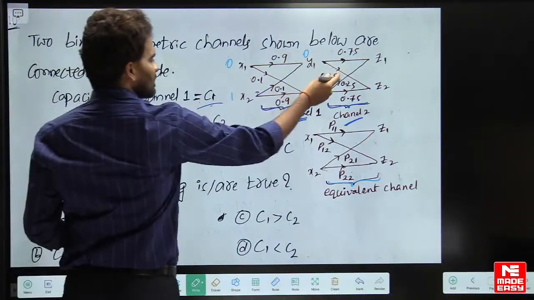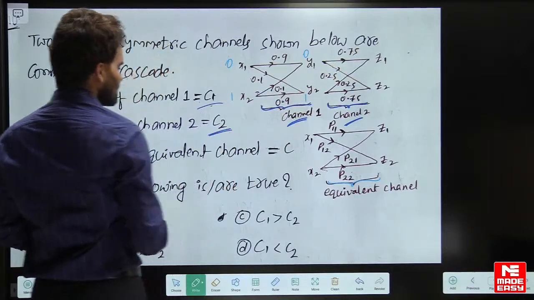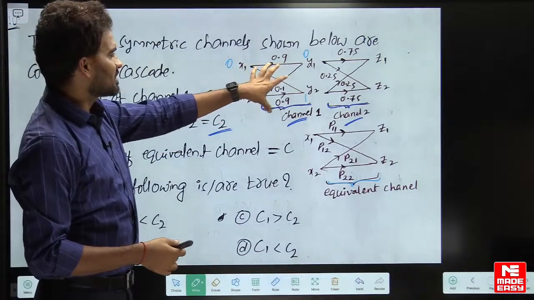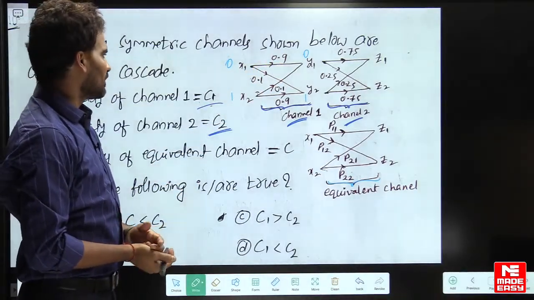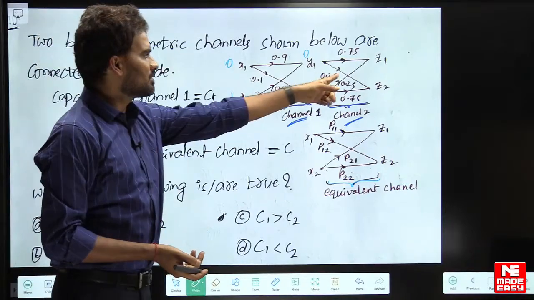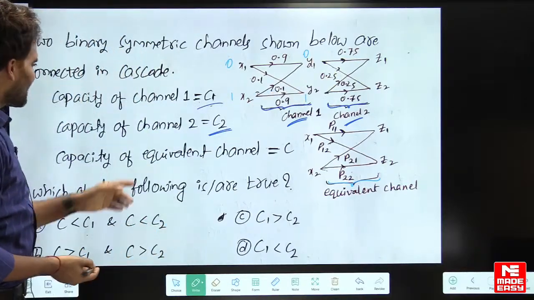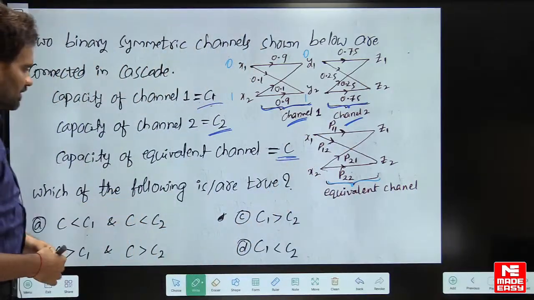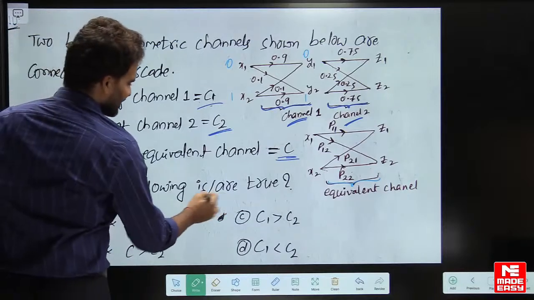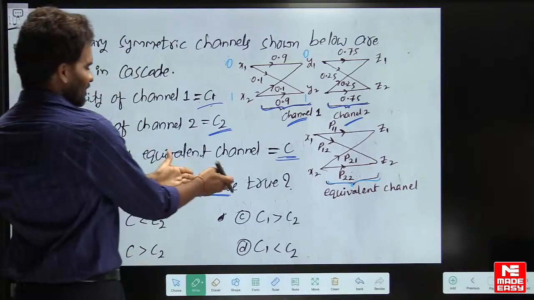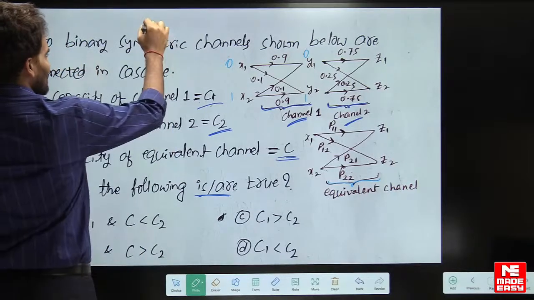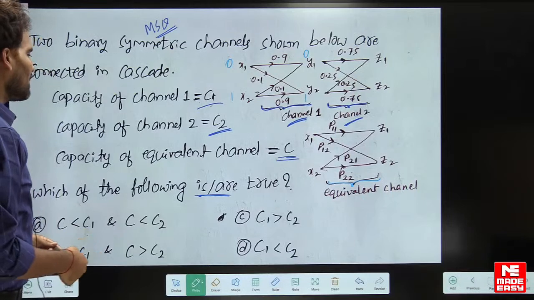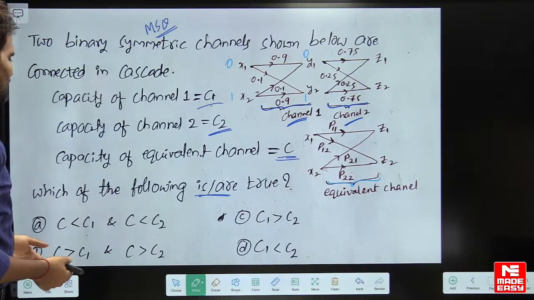What is the capacity of the second binary symmetric channel? Capacity simply means channel capacity. The first binary symmetric channel has capacity C1, the capacity of the second one is C2, and the capacity of this equivalent channel is C. Then which of the following is or are true? Whenever you see phrasing like this, this is an MSQ type question, multiple select type question, so one or more options can be correct.